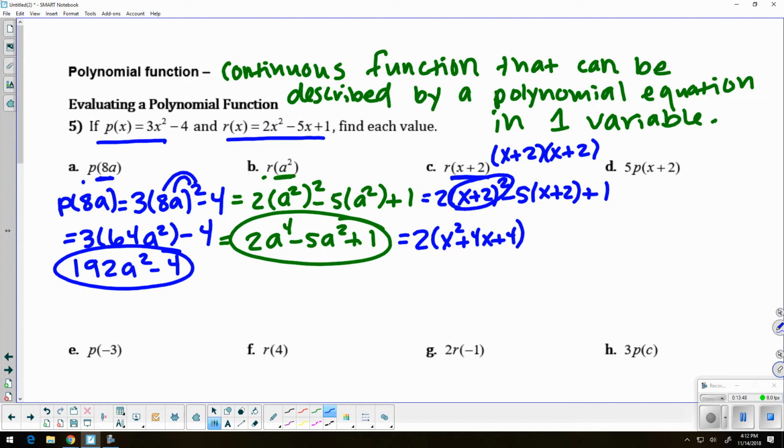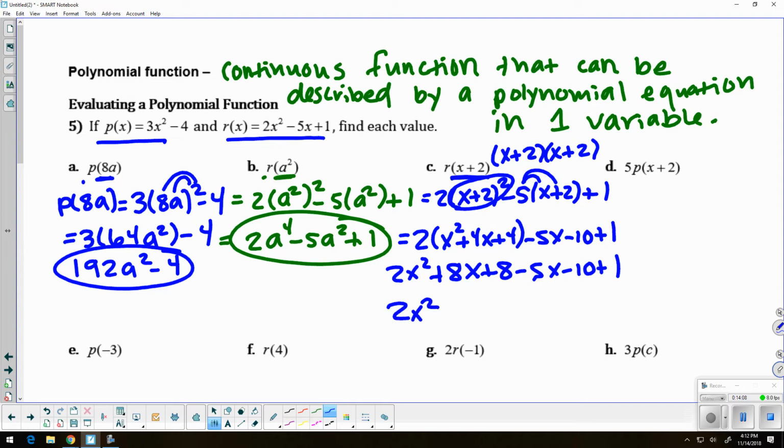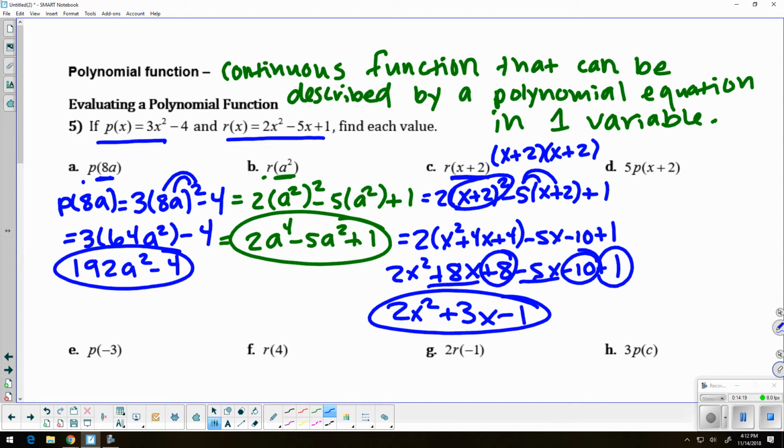And I'm going to go ahead and distribute here negative 5 to both terms, so minus 5x minus 10 plus 1. And now distributing the front, so 2 to all 3 terms would be 2x squared plus 8x plus 8 minus 5x minus 10 plus 1. And now combining like terms, so 2x squared is on its own, but we have 8x minus 5x, so that's 3x. And then 8 minus 10, well that's negative 2, plus 1 would be negative 1. So there's my final answer.